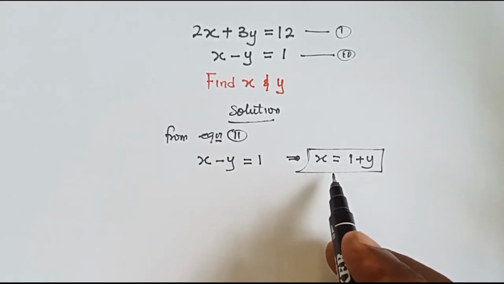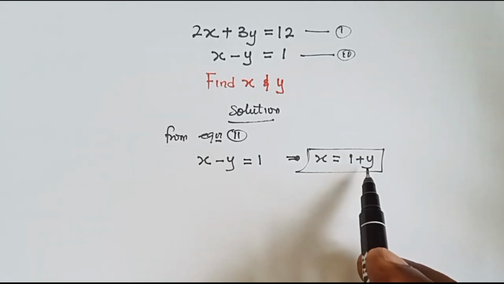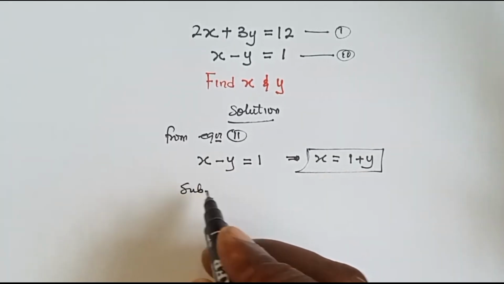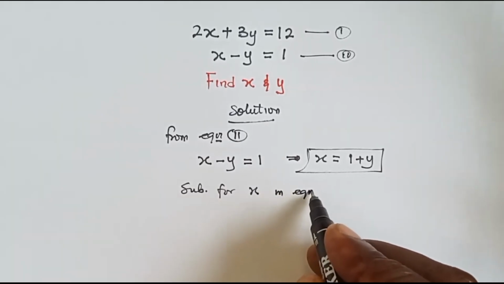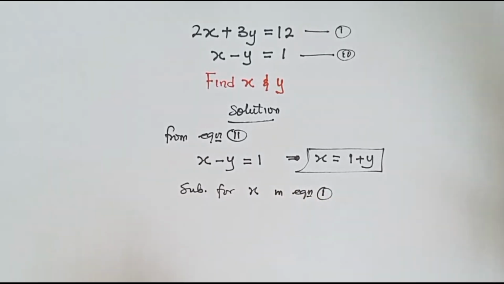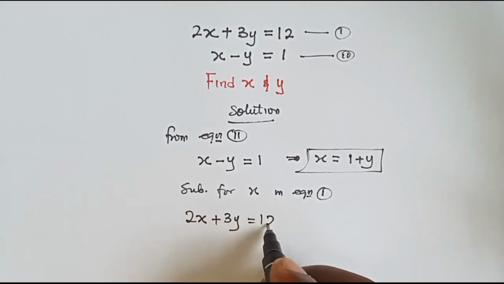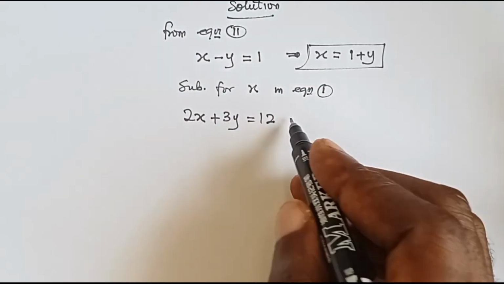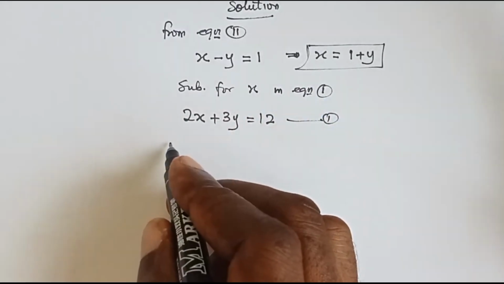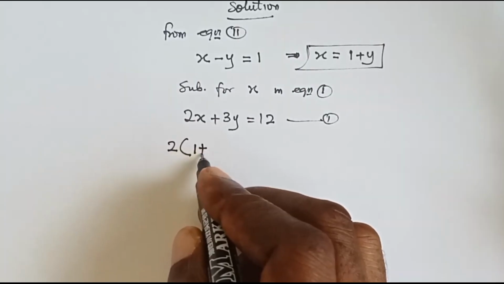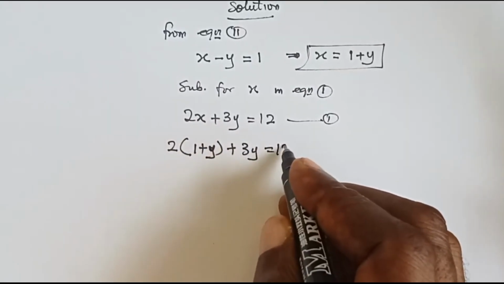So it means anywhere you see x in equation 1, you write 1 + y. That means you substitute 1 + y for x in equation 1. Okay, and then what is our equation 1? We have 2x + 3y = 12. That is our equation 1. So anywhere I see x, I write 1 + y. So 2(1 + y) + 3y = 12.